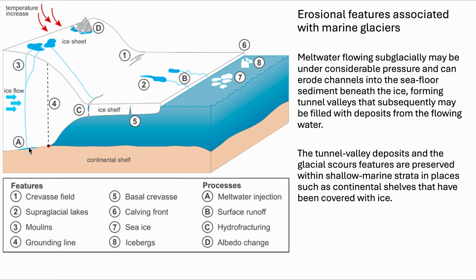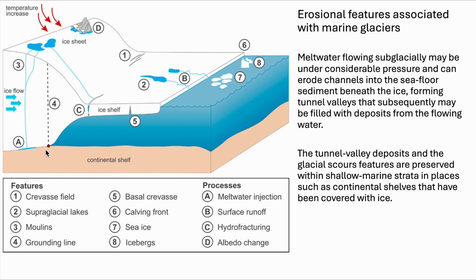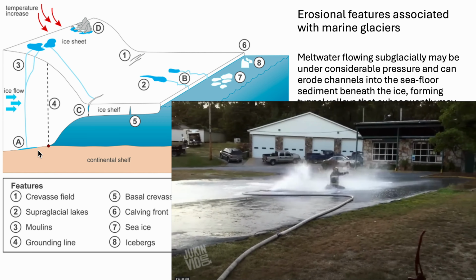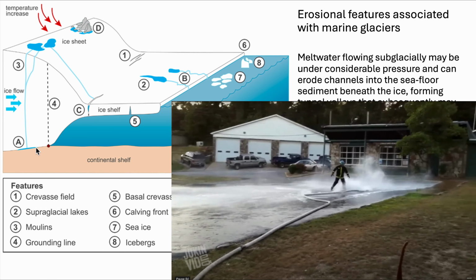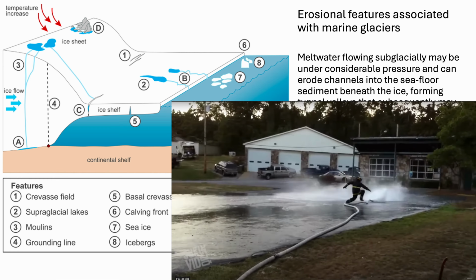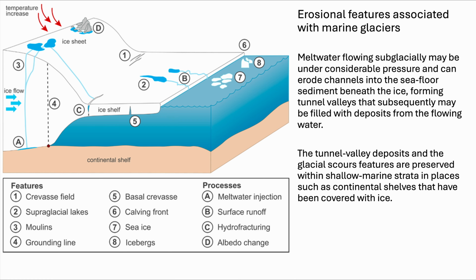Now, this meltwater at the base of the ice is going to be under considerable pressure. So all this material is sitting on top of it, squishing down onto it. And this high pressure fluid is going to seek to escape. And when it does escape, it's like a fire hose going off in this muddy substrate here. So as this fire hose waves back and forth, it's blasting out tunnel valleys. These tunnel valleys may be filled with subsequent sand and gravel from the landward side.